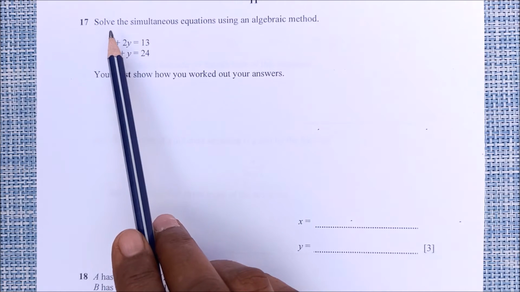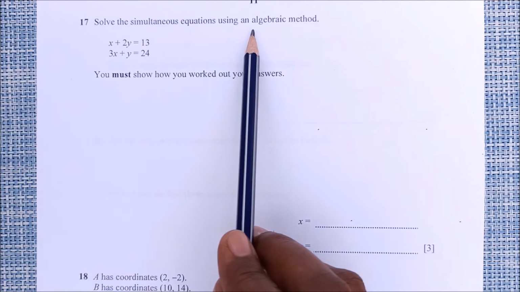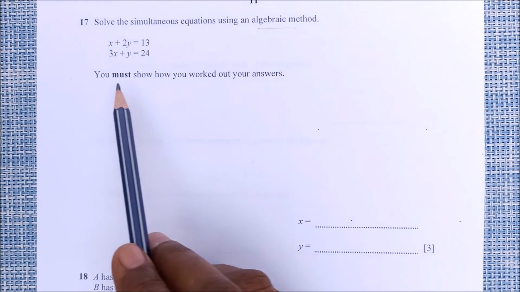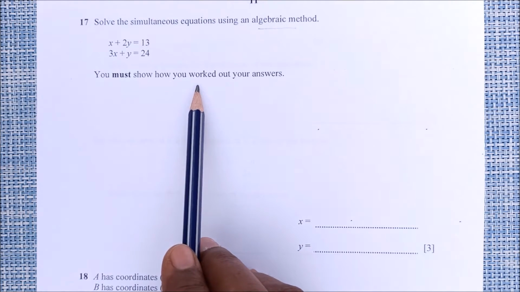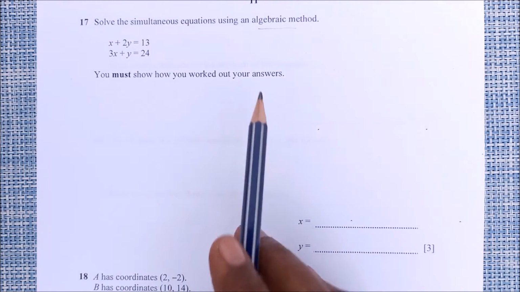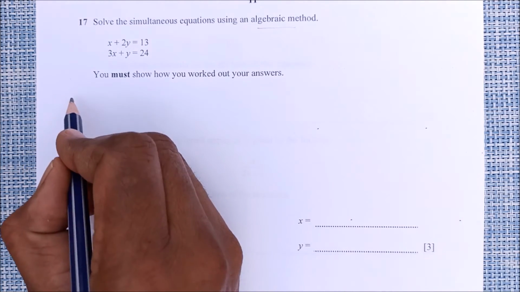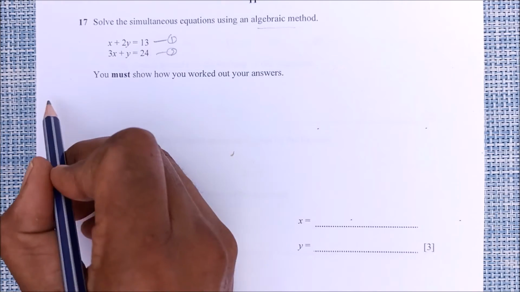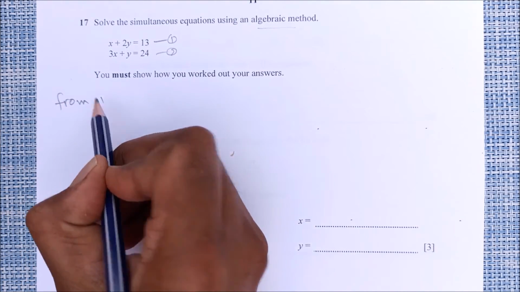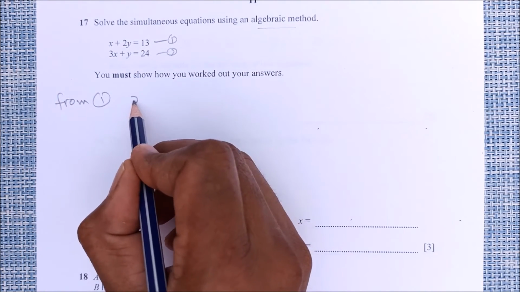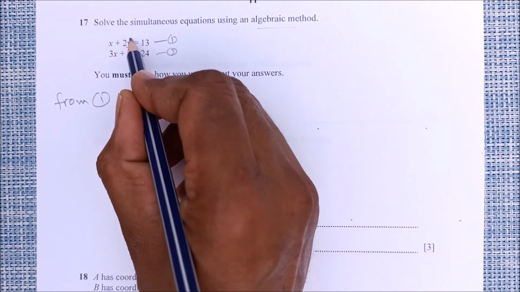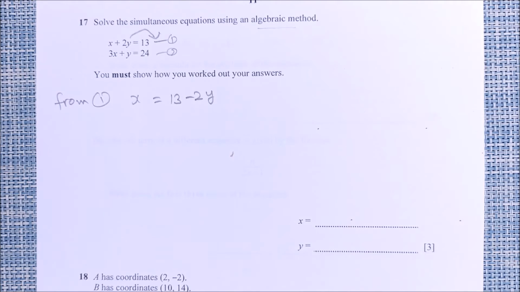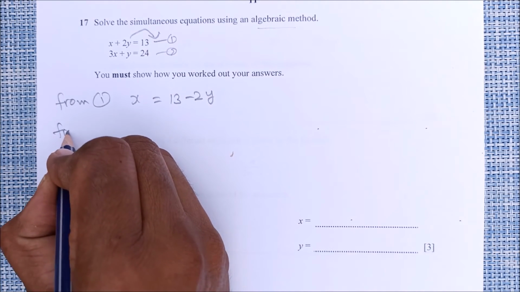Question 17. Solve the simultaneous equations using an algebraic method. So we are given two equations. You must show how you worked out your answers. So let's use the substitution method. This is equation 1, this is equation 2. From equation 1, I have x equals 13, 2y is going to the other side, so it is 13 minus 2y.